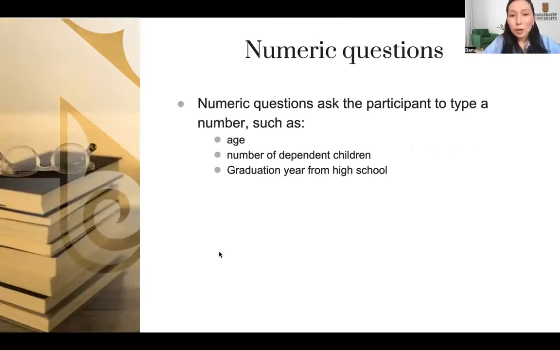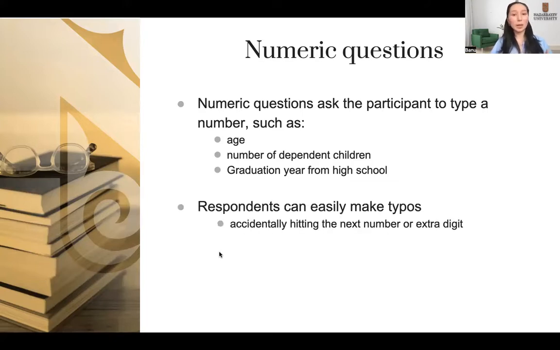Second question is numeric questions. This is one type of open-ended question. This is also an open-ended question, but it is shorter, meaning that the respondent is asked to type a certain number, like age, number of dependent children, graduation year from high school. Although this might seem an easier task than a very broad open-ended question, this can also impose challenges.